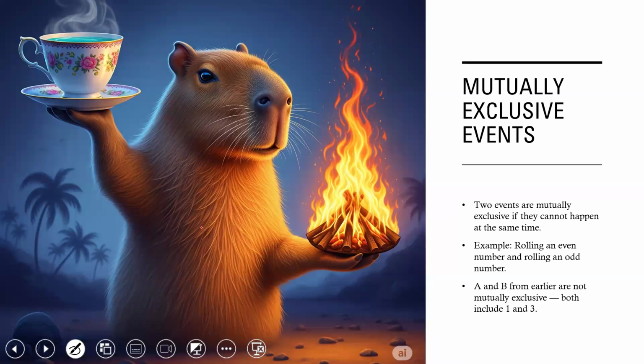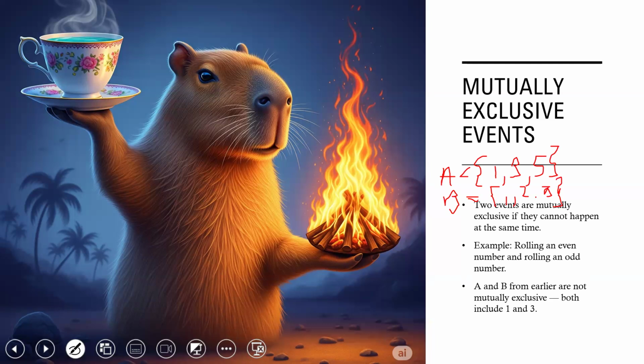But let's go back to our earlier example. We had event A as {1, 3, 5}, rolling an odd number, and event B as {1, 2, 3}, rolling a number less than 4.